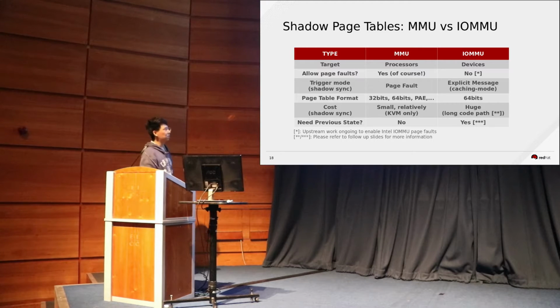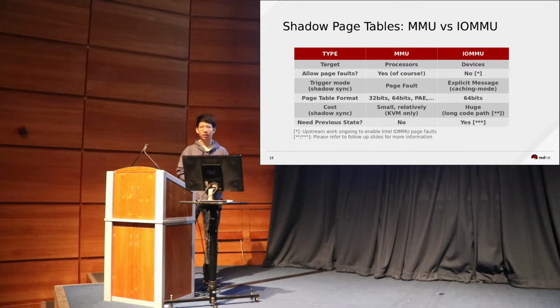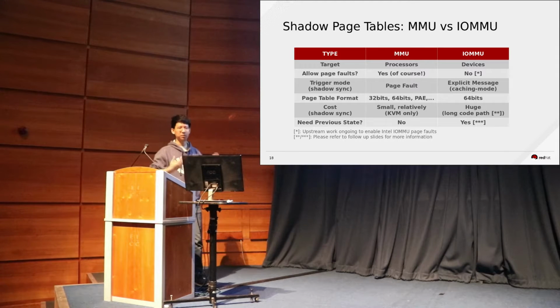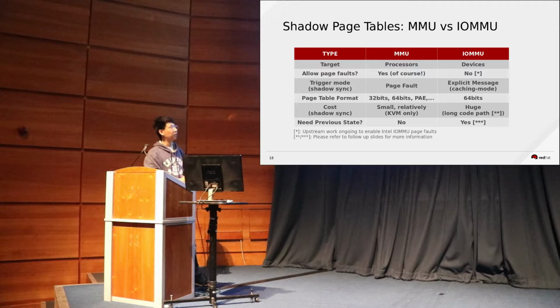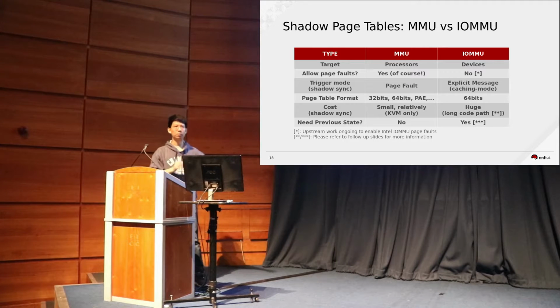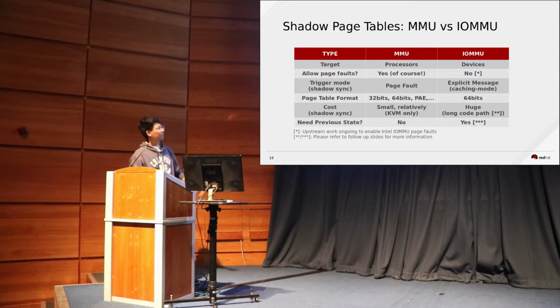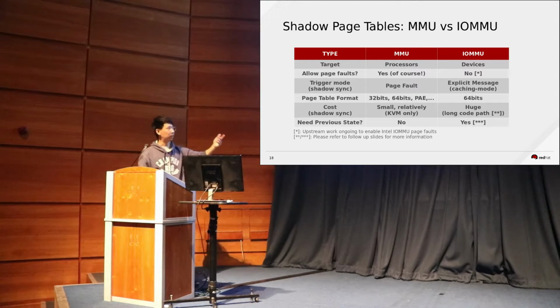As for the cost, MMU shadow page synchronization is relatively small. Although it's complicated, it can be small because everything happens in KVM, and basically we do everything and return to guest mode. For the IOMMU, it's really a long code path, so basically the code can be simple, but the code path can be super long. We can have a look later. And do we need the previous state? That seems a bit of a strange question here. So why does a shadow page table need a previous state? I'll try to explain later. So we need a previous state here, but for the IOMMU, we don't need it, because I'll explain.